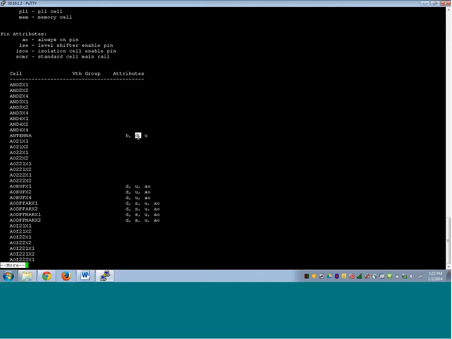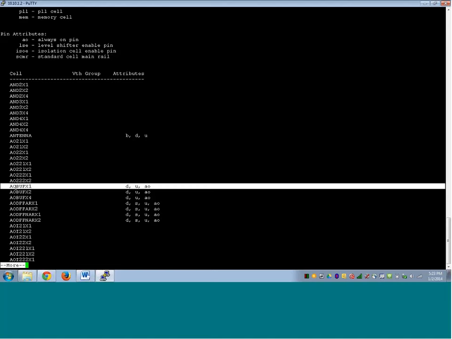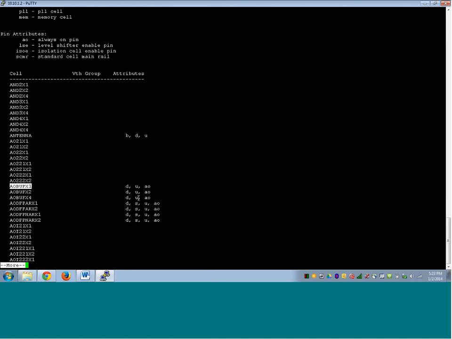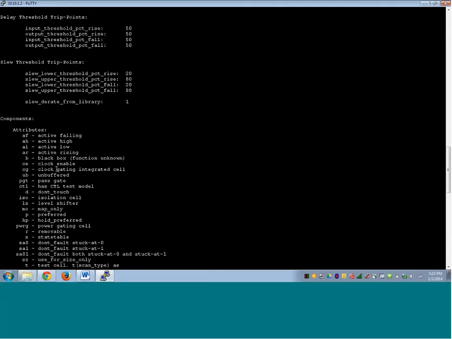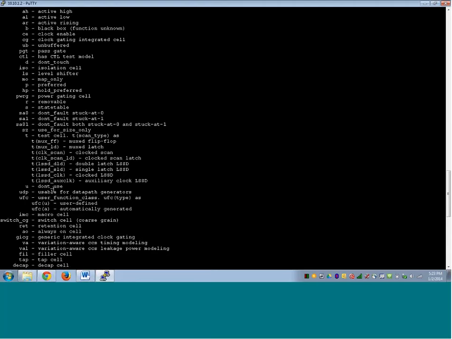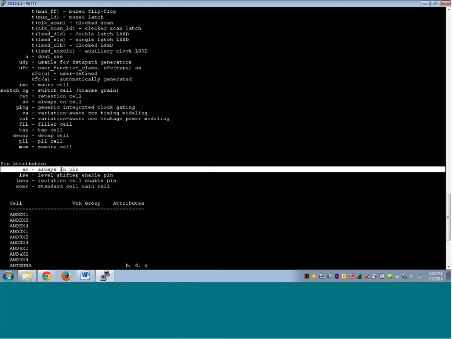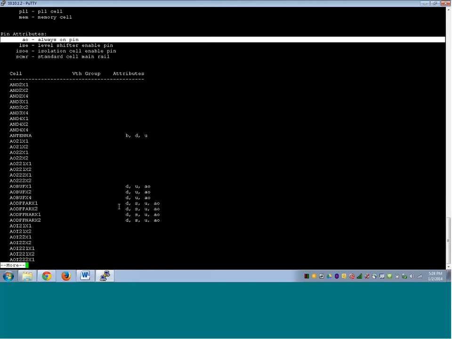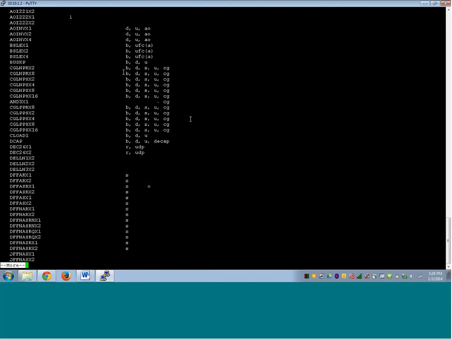So, for example, there is a cell called AO buffer one, right? The functionality is known, it's not a black box, but we are telling DC do not touch it, do not use it. What does AO mean? AO means it's an always on cell. It's an always on cell. Fine, always on is an attribute used for power analysis. But so for each cell, there are some attributes defined, right?